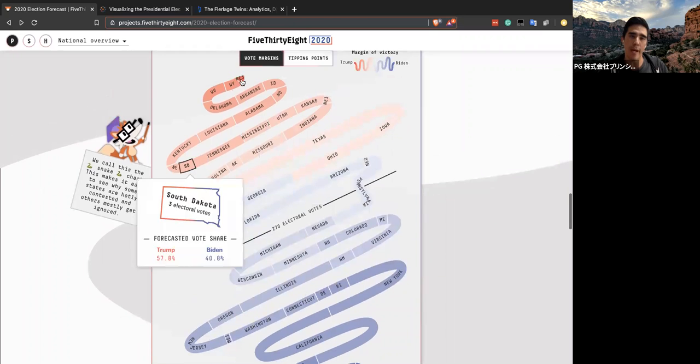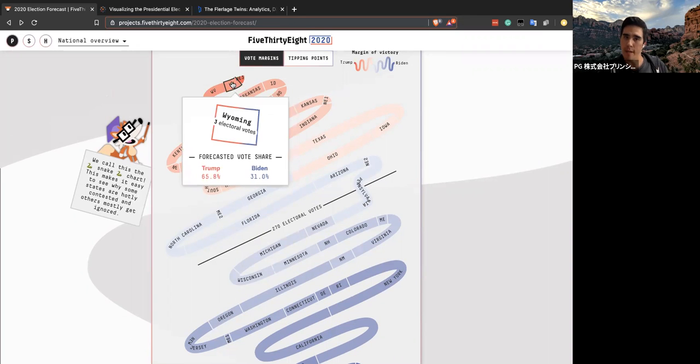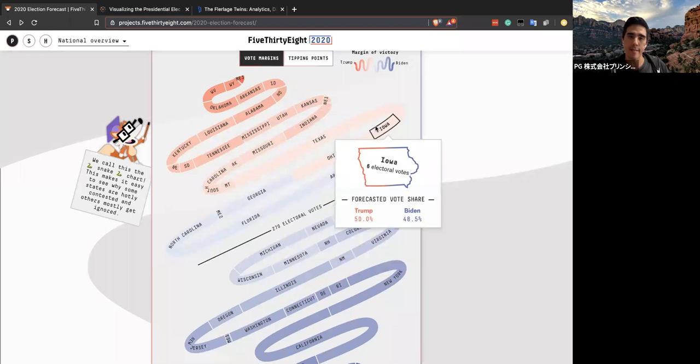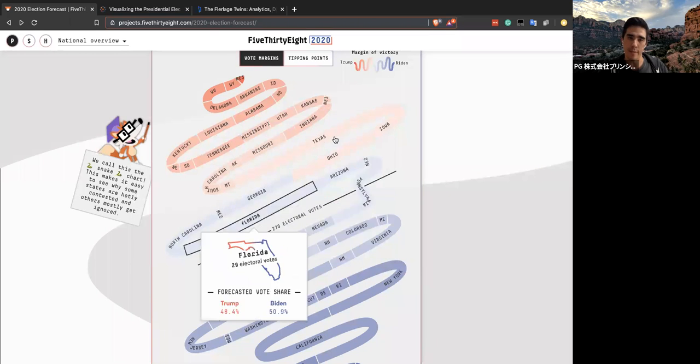And so this is kind of showing a path. If Trump wants to win, he'll definitely get Nebraska because 72% of people support him there. And he'll get Wyoming and West Virginia and all these states. And then the last states that he'll need to win, the most risky, are these ones towards the middle.